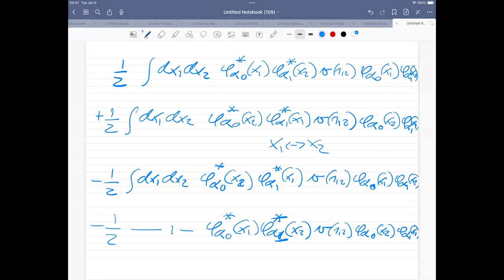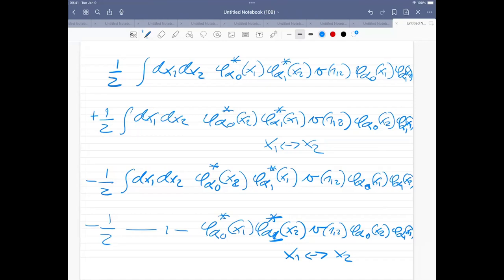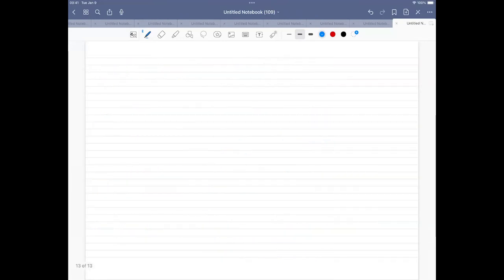And now you see that if we do the interchange of x1, x2 here, the second term is equal to the previous one. So when we collect everything, we get two integrals. And now it's time to introduce a shorthand here, because if you look at all these integrals, you're going to go crazy if you have to write them down. So we're going to introduce a shorthand.